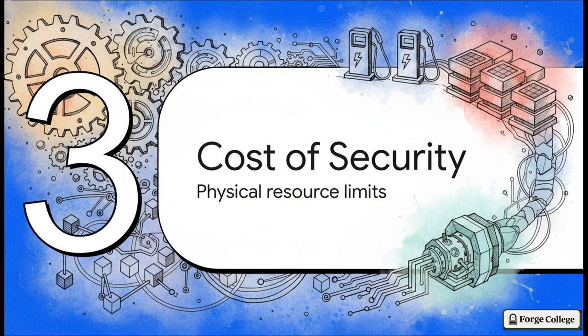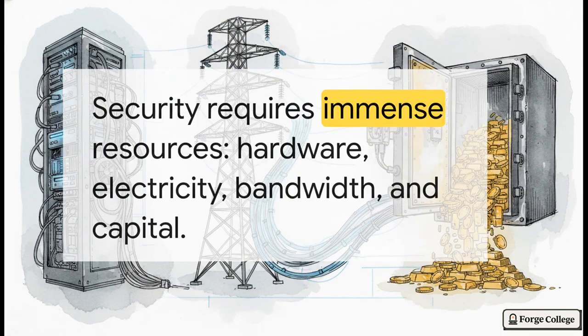All right, Section 3, the cost of security and physical resource limits. Because making sure P stays larger than Q isn't just some theoretical math problem we solve on a whiteboard. Security requires immense physical resources. We're talking about literal hashing hardware. Giant warehouses full of ASICs, massive electricity consumption, high-speed bandwidth, and, of course, serious capital. Security isn't just math, it is physical reality.